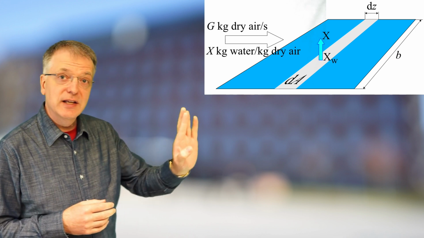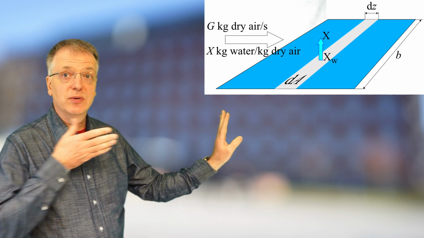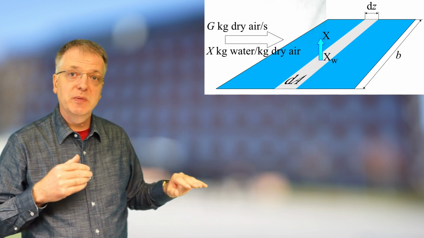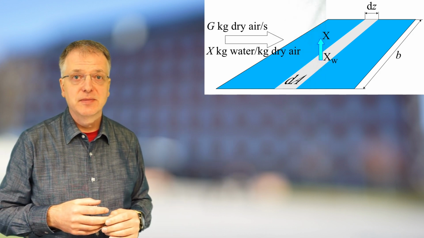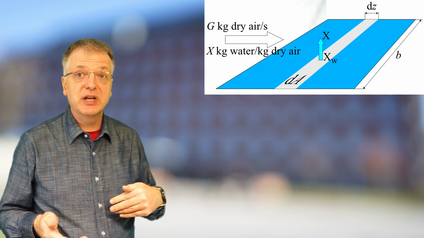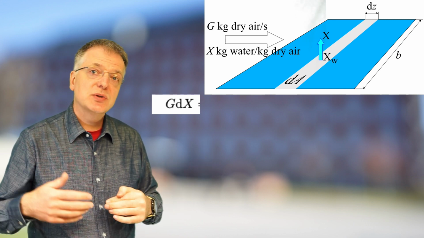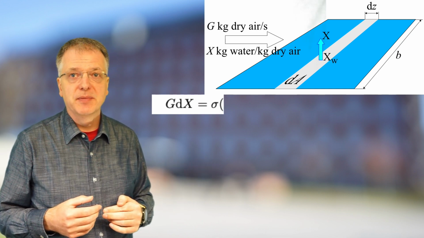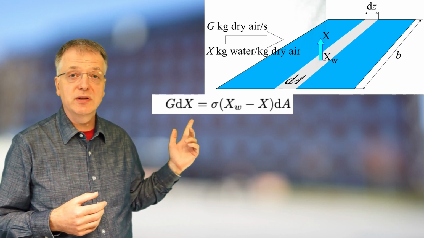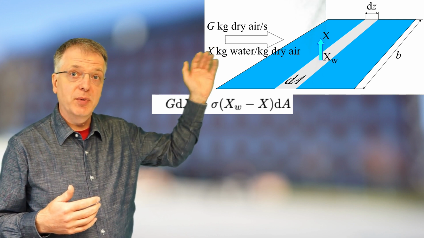Now, study a thin slice dz of the water surface perpendicular to the airflow. How much does the water content of the air change when we cross this slice? One way to express that change is to express the airflow g times the change in water content dx, that is g times dx, using mass transfer coefficient sigma. We get g times dx equals sigma times the difference in water content, that is xW for air close to the surface, minus x for the bulk air.